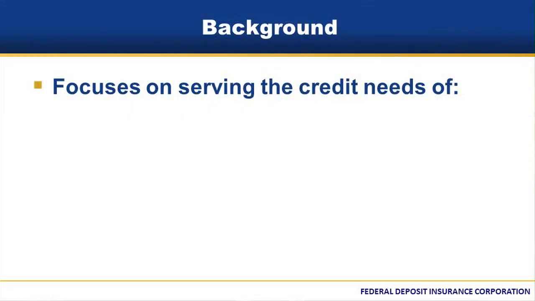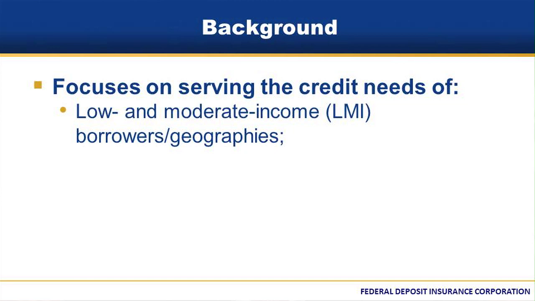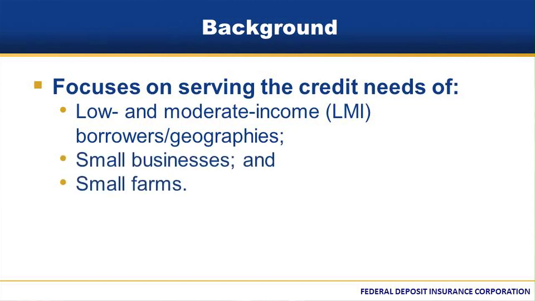The law's purpose is to require each appropriate federal financial supervisory agency to use its authority when examining financial institutions, to encourage such institutions to help meet the credit needs of the local communities in which they are chartered, including low and moderate income borrowers and geographies, small businesses, and small farms. Since 1977, the CRA has been modified by the enactment of several other laws. However, none of the modifications have changed the purpose of the Act.